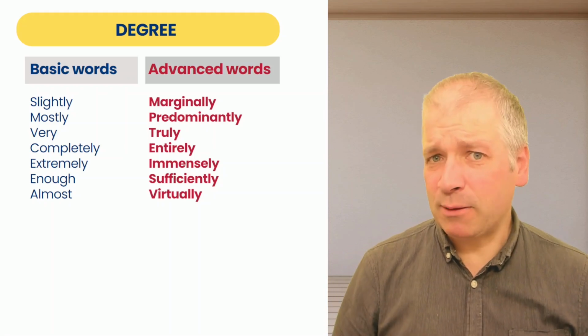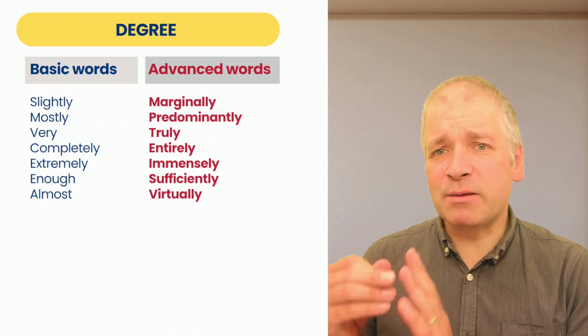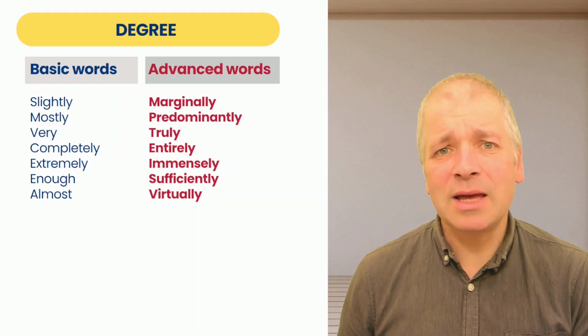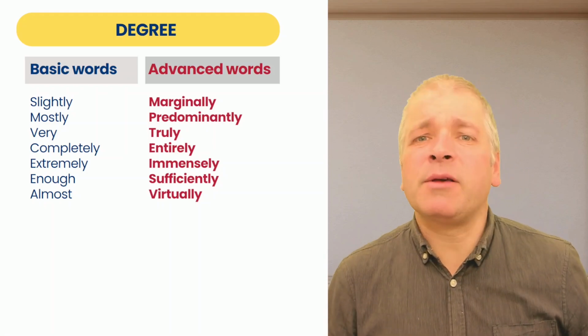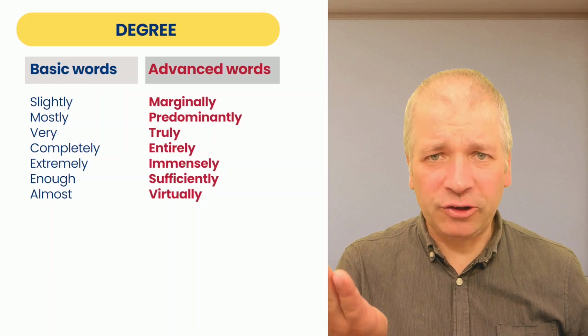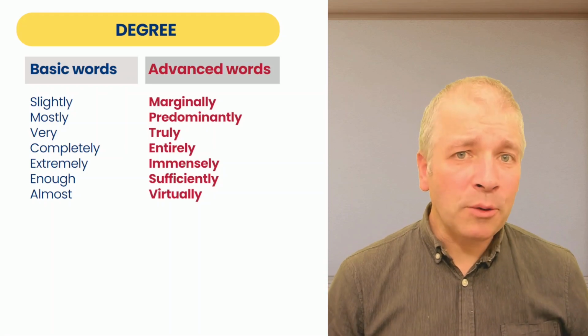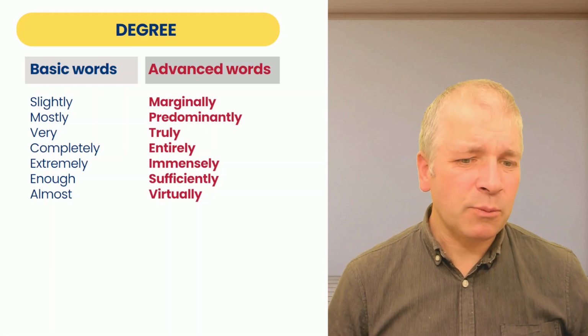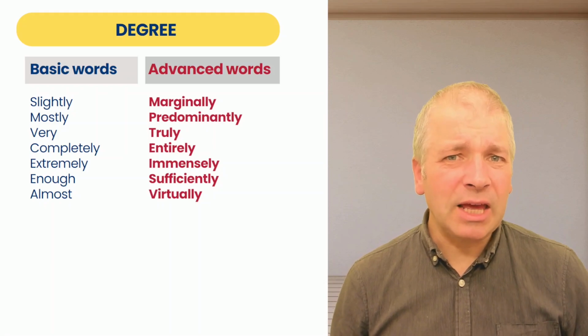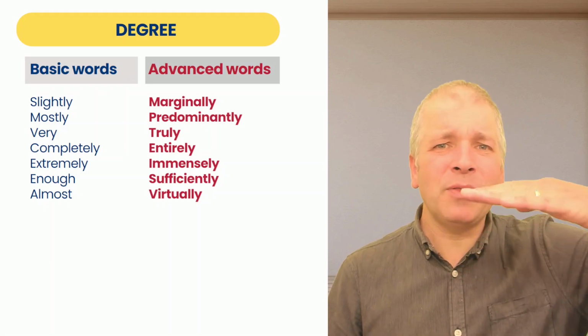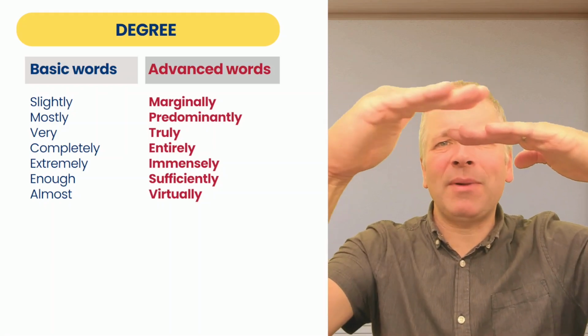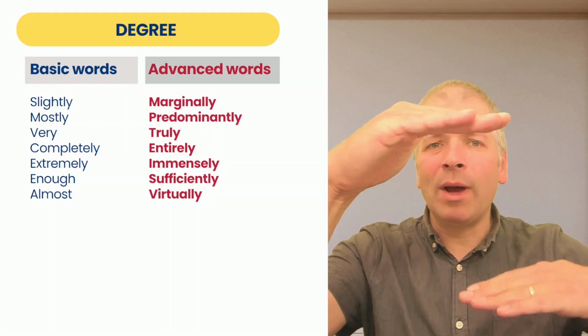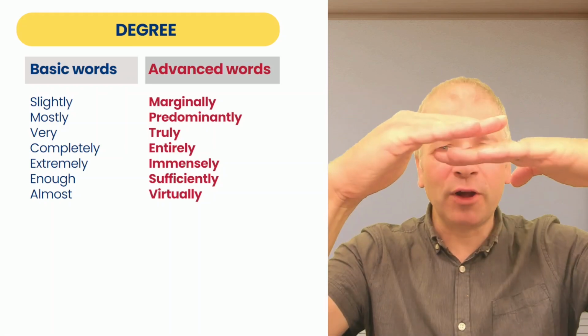Enough could be replaced with sufficiently in some contexts. Sufficiently means a certain amount has been achieved. And almost sometimes can be replaced with virtually, particularly if you're talking about a number that's nearly up to a certain amount but not quite. We're almost there. We're virtually there.